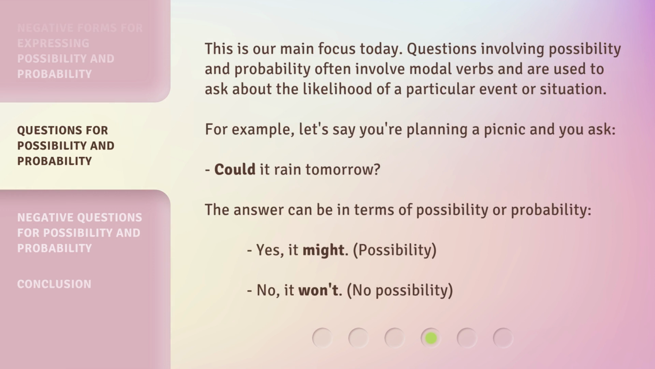This is our main focus today. Questions involving possibility and probability often involve modal verbs and are used to ask about the likelihood of a particular event or situation. For example, let's say you're planning a picnic and you ask, could it rain tomorrow? The answer can be in terms of possibility or probability. Yes, it might. Possibility. No, it won't. No possibility.